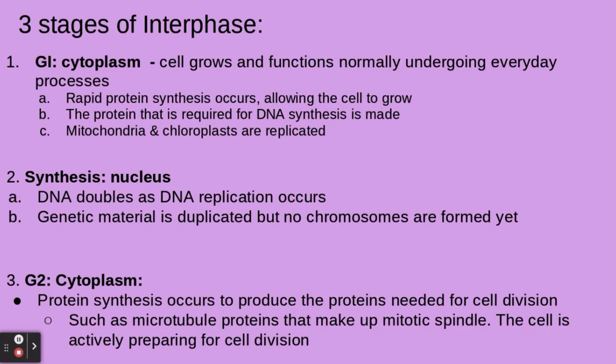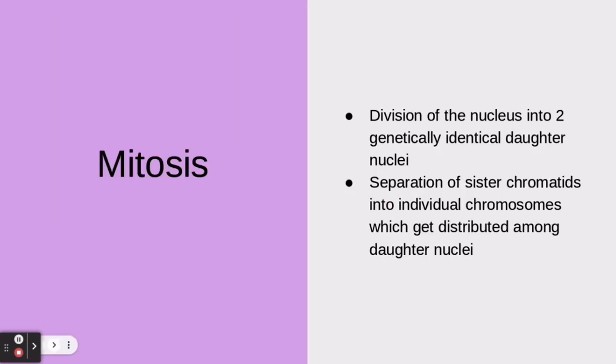The next stage of the cell cycle is mitosis. During mitosis, the nucleus divides into 2 genetically identical daughter nuclei, and the sister chromatids separate into individual chromosomes, which then get distributed among daughter nuclei. So mitosis is split up into 4 parts.